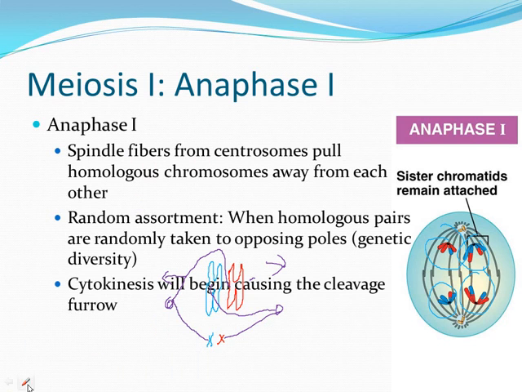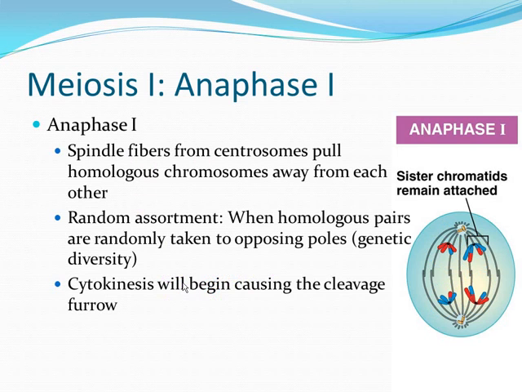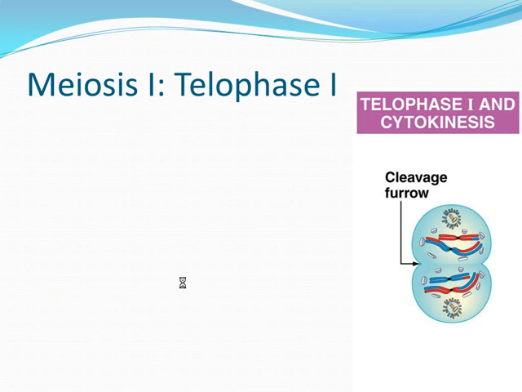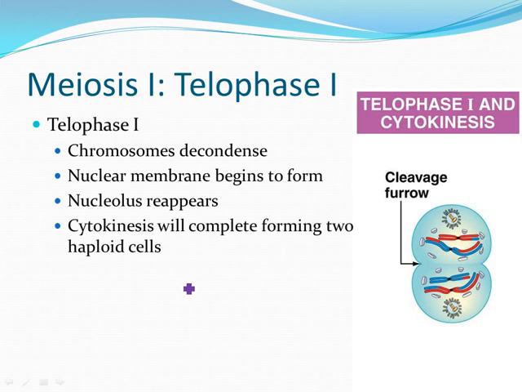Once again, at the end of anaphase 1, beginning of telophase 1, cytokinesis begins to cause that cleavage furrow. Telophase 1 is the exact opposite of prophase 1, where the chromosomes start to decondense again. The nuclear membrane will do what? Start to reform. Very good. And cytokinesis will finally complete, and the nucleolus reappears as well. So it's basically the exact opposite.